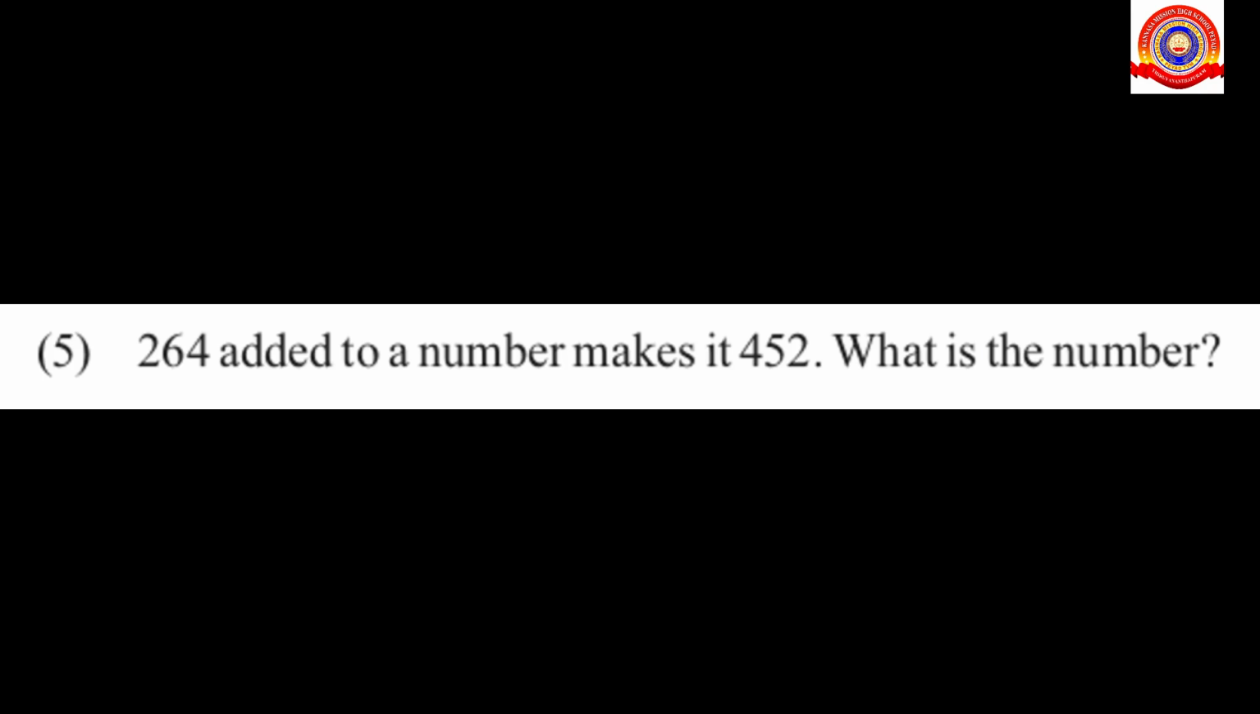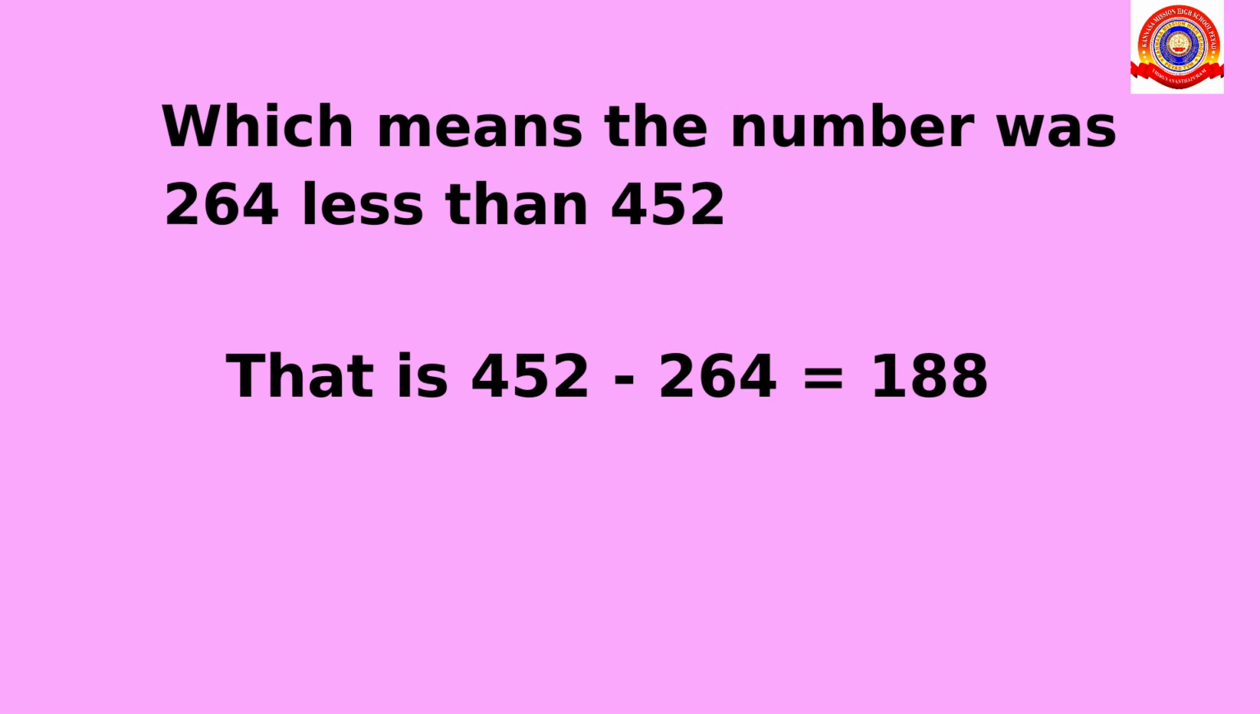Now, we will move to another question. Here, on adding a number to 264, the answer becomes 452. We have to find the number, which means the number was 264 less than 452. That is, 452 minus 264 is equal to 188.